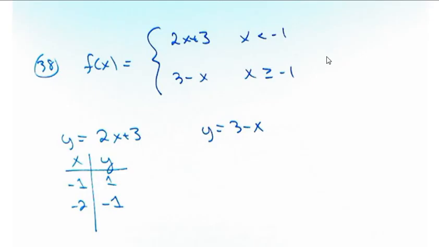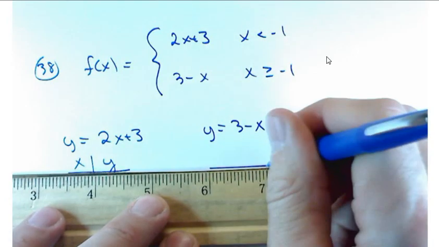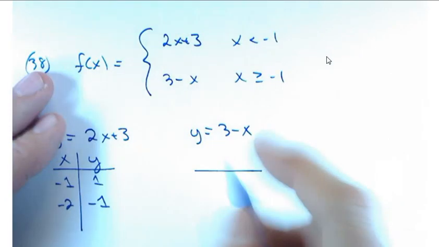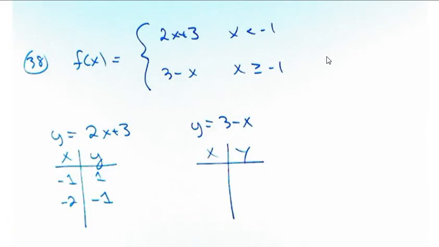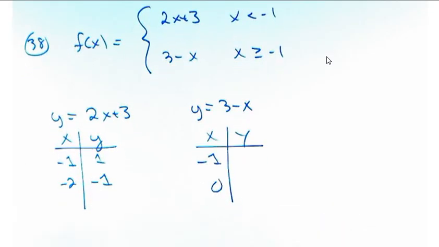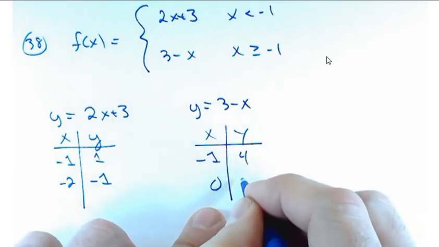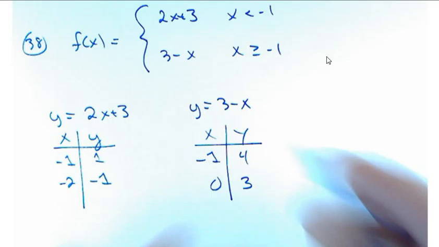How about over here? Let's do the same thing for this one. So x and y. Keegan, maybe you can choose a couple points for me here. Negative 1 and 0. Sure, negative 1 and 0. Perfect. Choose that endpoint, and then one other one that satisfies the domain requirements. So at negative 1, I'll get 4, and at 0, I'll get 3. Perfect. So let's graph both parts of those.